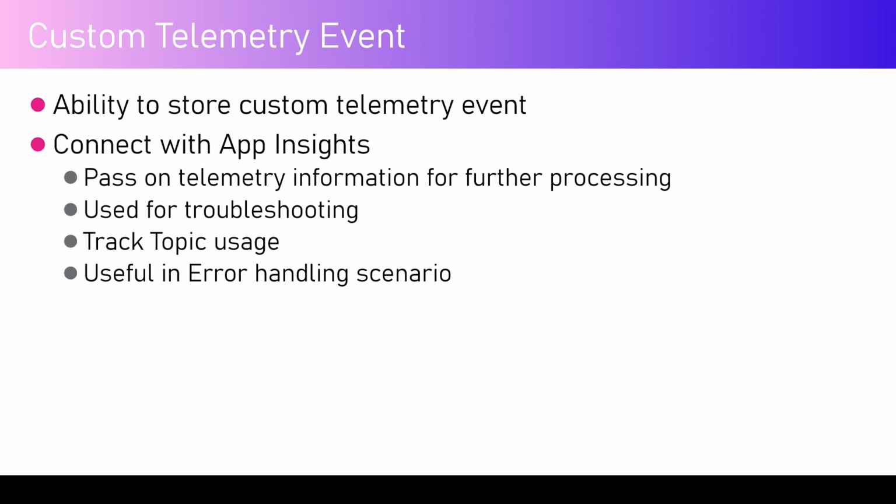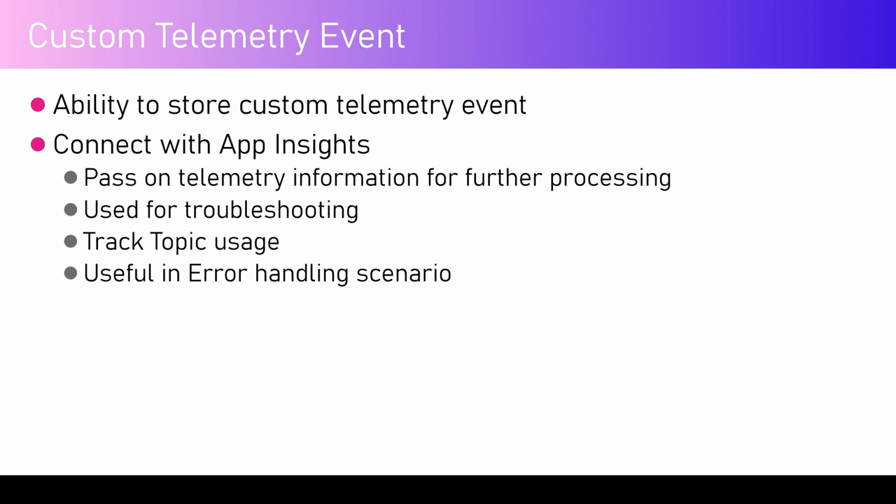You can use Application Insights to track what's happening with your agent in terms of the prompts typed by the user, the response provided by the agent, and also track how this entire multi-turn sequence of events is getting processed by the agent. So you can do that using Application Insights. With Application Insights, you can pass on the telemetry information for further processing.